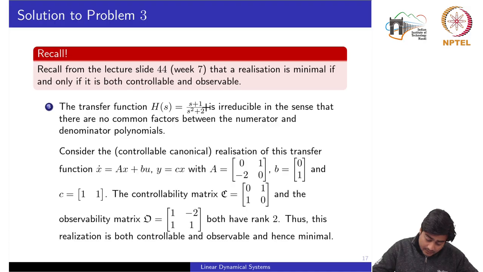Okay, so now directly writing or computing the ABC matrices, we obtain these ones, for which you can compute the rank of the controllability matrix and the observability matrix, which is supposed to be 2. So this realization ABC is the minimal realization. And this minimal realization basically in terms of the dimension of the vectors, the state vector.